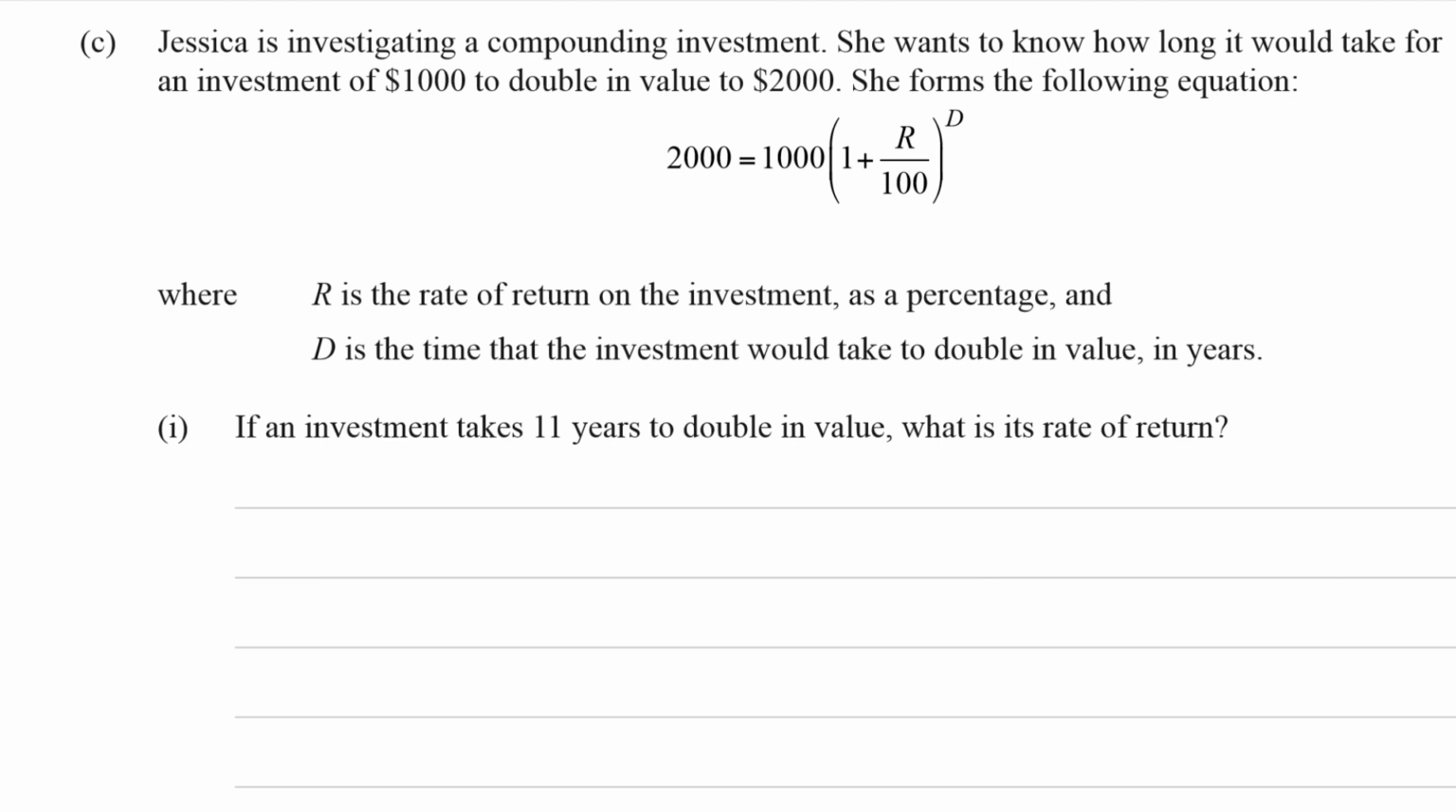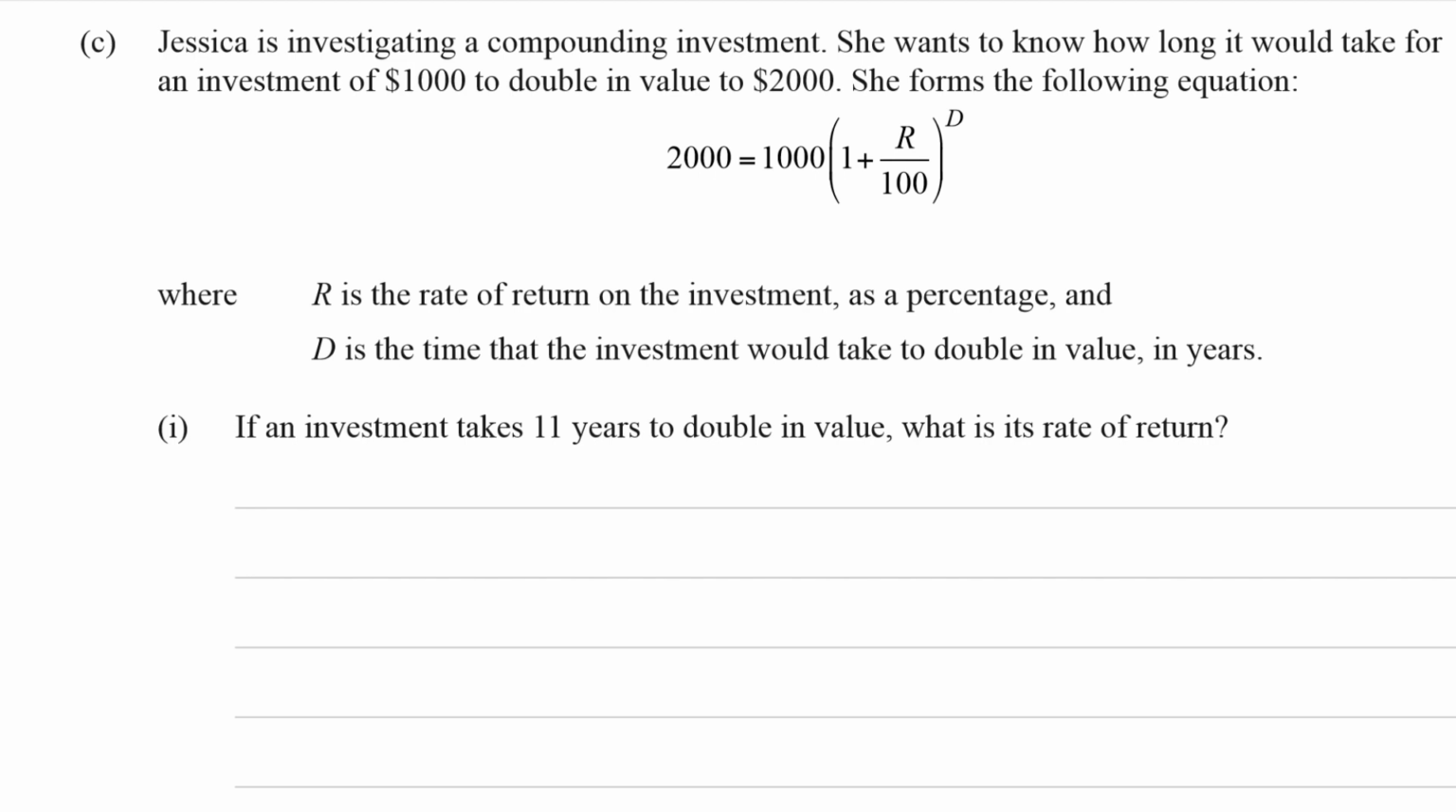We have a compounding investment, and Jessica wants to know how long it will take for an initial investment of $1,000 to double in value. She tries this equation, and we're given that R is the rate of return as a percentage, and D is the time the investment would take to double in value in years.